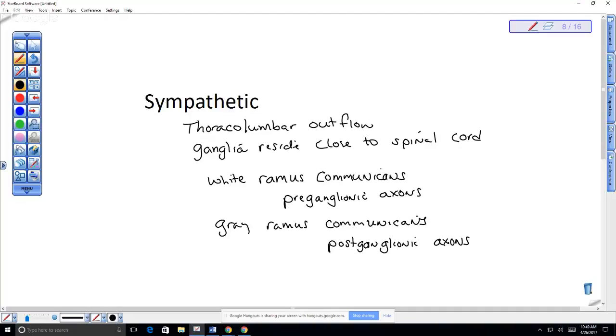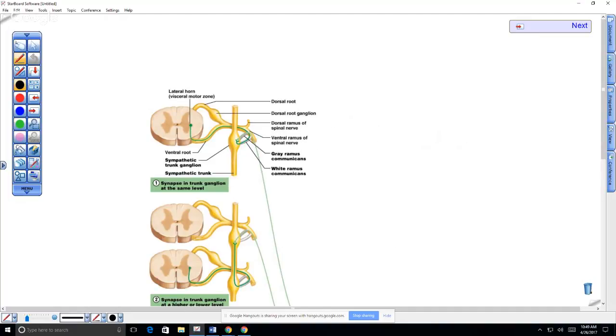So they come in and they synapse in the ganglia. If we look at a diagram that shows this, here we have the cell body of the visceral motor neuron, and notice that it is in the lateral horn. So this is my dorsal horn right here, this is my ventral horn right here, and this is my lateral horn. That's where the nerve cell bodies reside.